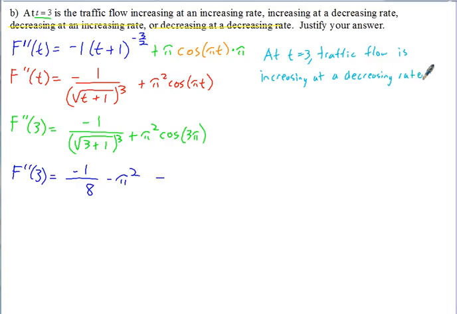Now, if we hadn't already justified it in part A, I would justify it here by saying f prime of 3 is greater than 0. But here, we already justified that in part A, so we can just say, use the second part since f double prime of 3 is less than 0. We already justified that it was increasing. Now we're just justifying it with a decreasing rate.